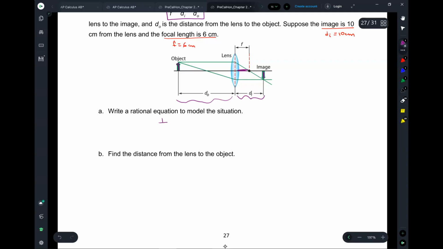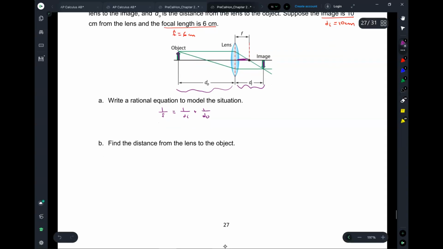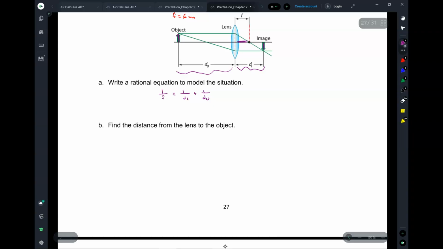The equation is, and of course, whenever you're given problems like this, you're always going to be given the equation, right? Nobody expects you to know this stuff. 1 over F is equal to 1 over DI plus 1 over DO. So believe it or not, this is the only formula that your optometrist uses to calculate what kind of lens you need, right? Except the machines do it for them. Okay, so F is 6, 1 over 6 is equal to 1 over DI, which is 10, plus 1 over DO. So that's it. That's the rational equation that models this situation. Okay? Easy as pie.